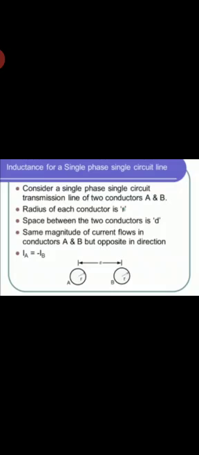Always you have to note here, in the single phase single circuit line there are two conductors. In conductor A the current flow will be inwards, in conductor B the current flow will be outwards. That is, the currents flowing in A and B, that is IA and IB, are always in opposite directions. Hence IA will be given as minus IB. So these are the important points you have to remember.